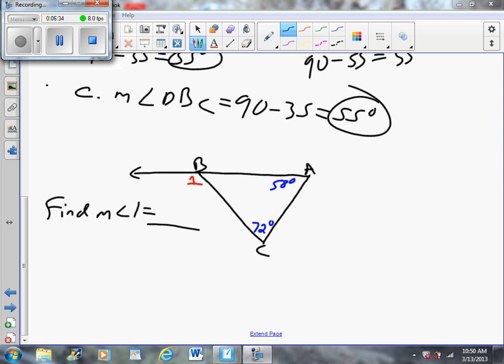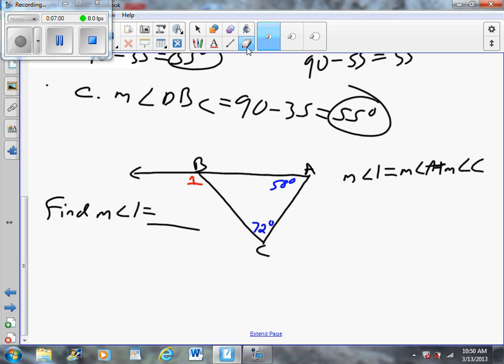We know from the theorem that the measure of angle 1 must equal the sum of the two remote interior angles, or the non-adjacent angles, the other two. The ones it's not next to. So we're just going to call this the measure of angle A plus the measure of angle C. Okay? You can read that. Now, measure of angle A plus the measure of angle C.